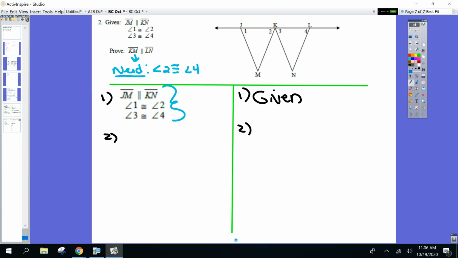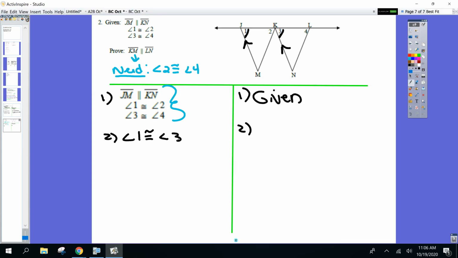Let's see here. Look what it also gives us, guys. JM is parallel to KN. Can you guys find any angles formed by those? Radhika, go. 1 and 3 on those lines. 1 and 3 are corresponding, so they are congruent. So 1's congruent to 3. Ooh, how do I write this?